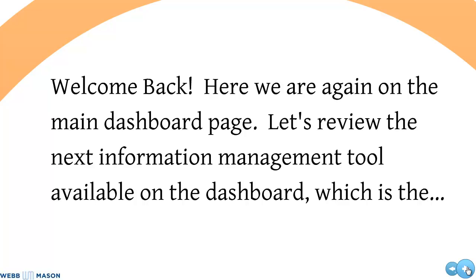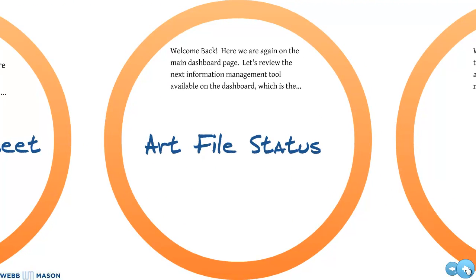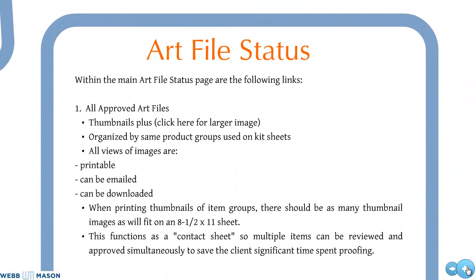Let's review the next information management tool available in the dashboard, which is the art file status. Within the main art file status page are the following links: all approved art files, thumbnails plus a click here for larger image, organized by the same product groups used on kit sheets. All views of all images are printable, they can be emailed, and they can be downloaded.